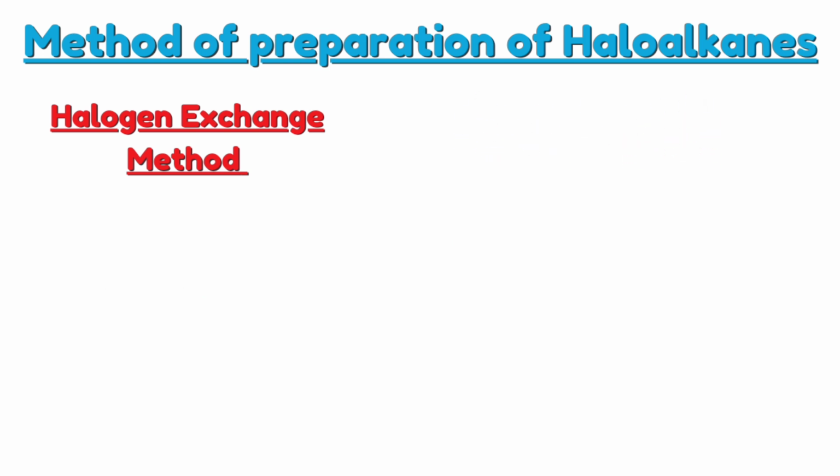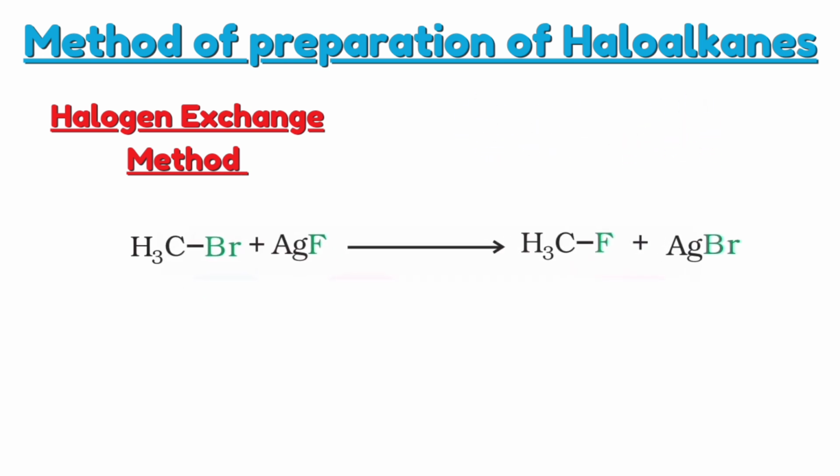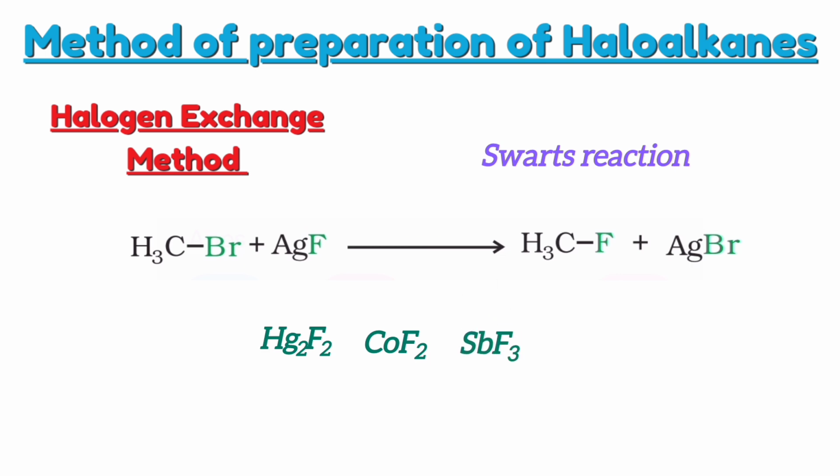Now similarly, when the formation of alkyl fluorides takes place by the reaction of silver fluoride with alkyl chloride or bromide in the presence of dry acetone, then the reaction is called Swarts reaction. You can also use Hg2F2, that is mercury fluoride, or cobalt fluoride or antimony fluoride in place of silver fluoride.